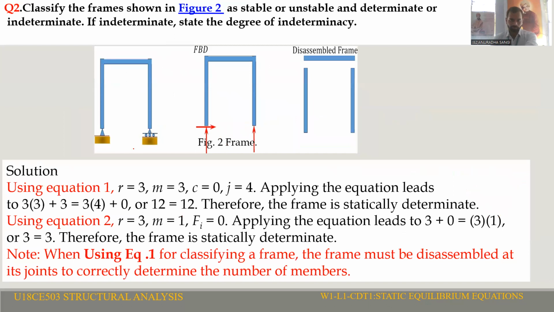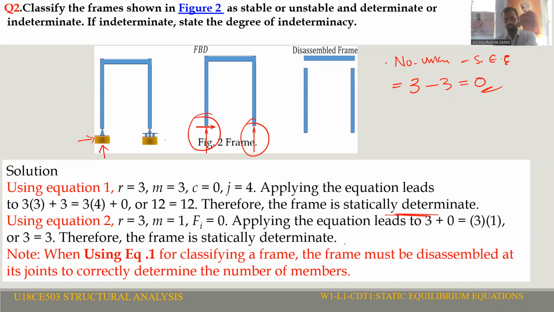Similarly, for this problem, you can simply solve from the basic fundamental concept, that is number of unknowns minus static equilibrium equations. Here we have a hinged support, so number of unknowns is 2. Here we have represented the free body diagram, and for the roller support we have 1 reaction. Total number of unknowns is 3. Static equilibrium equations we have 3. So degree of indeterminacy is 0. Even so, you can use the formula for the calculation of degree of static indeterminacy.